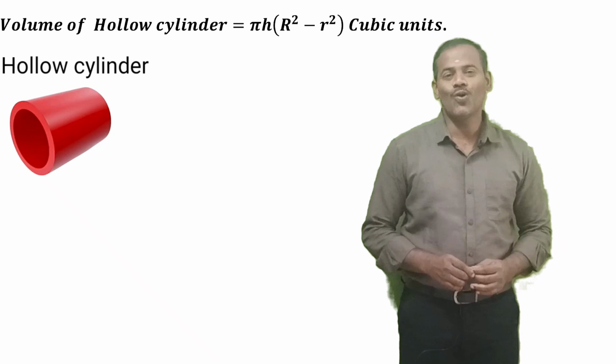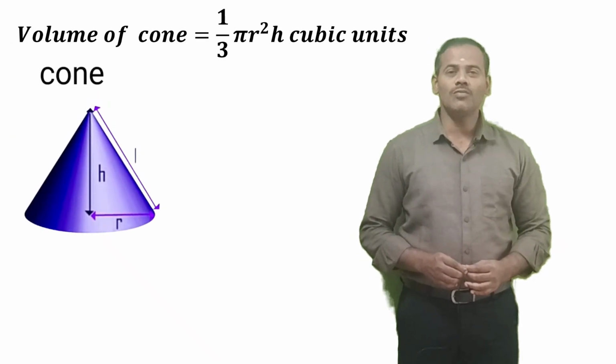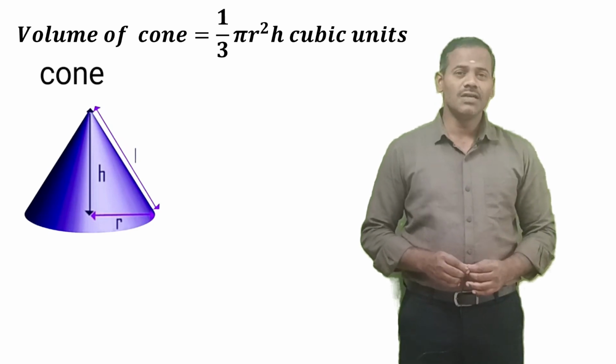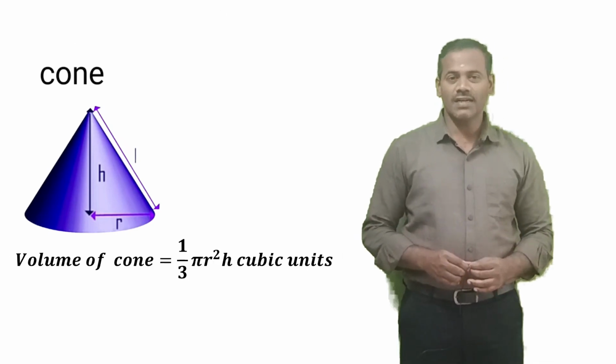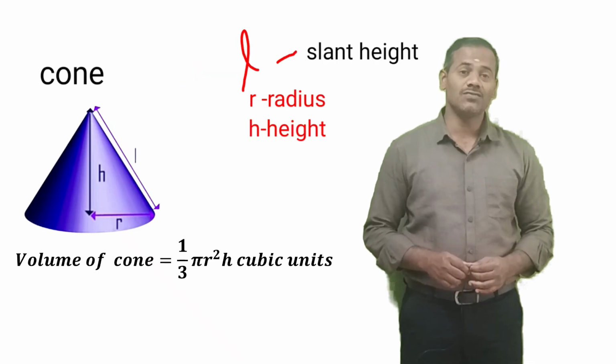Now let us move to cone. What is the formula for the volume of cone? Yes, the formula for the volume of cone is 1 by 3 pi r square h cubic units. Children, in cone you can see a right angle triangle. That L stands for slant height and R stands for radius and H stands for height.